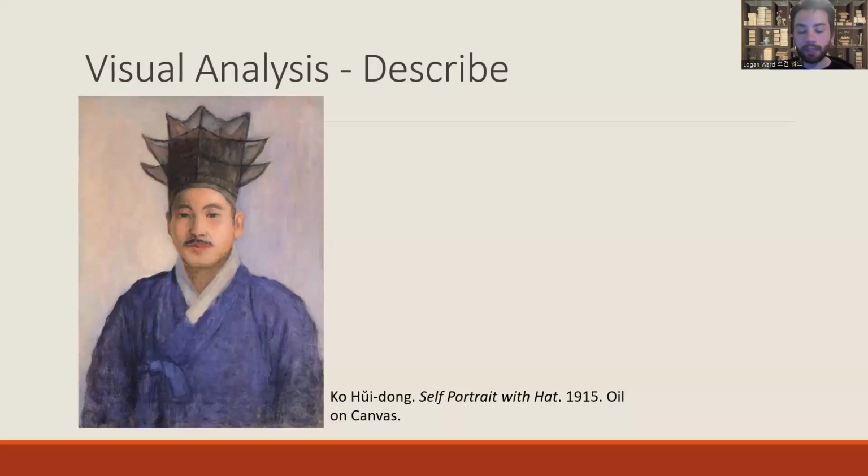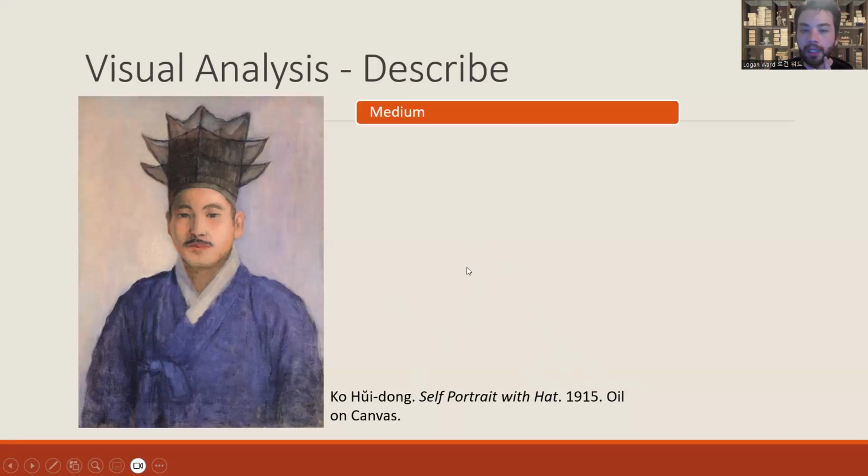Zhengzhangguan, I think is what it's called. Sorry, the name is already escaping me all of a sudden. Or you can just say hat. Hat is fine. This is a scholar official's hat. It's from 1915, oil on canvas. So yeah, the medium is oil on canvas, right?